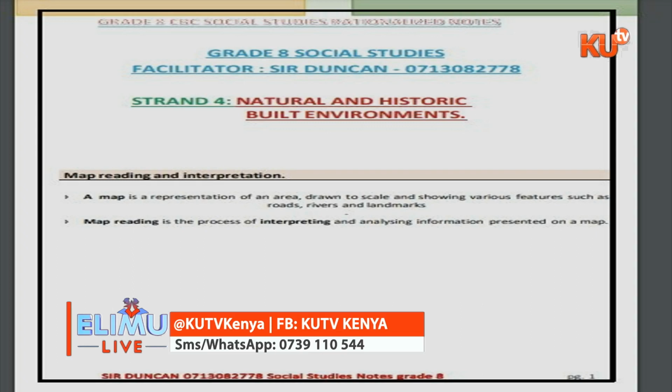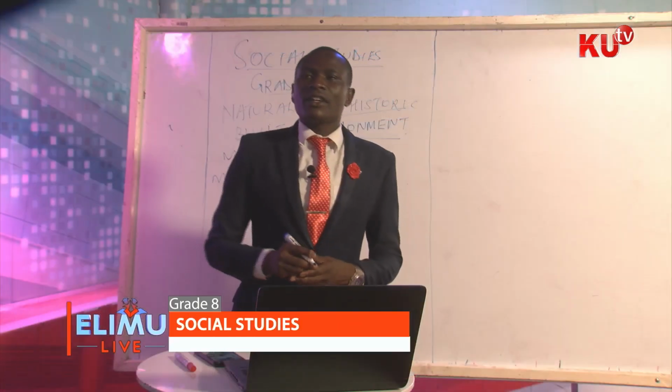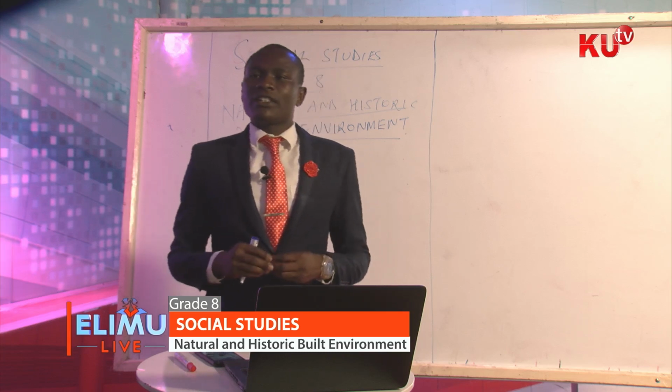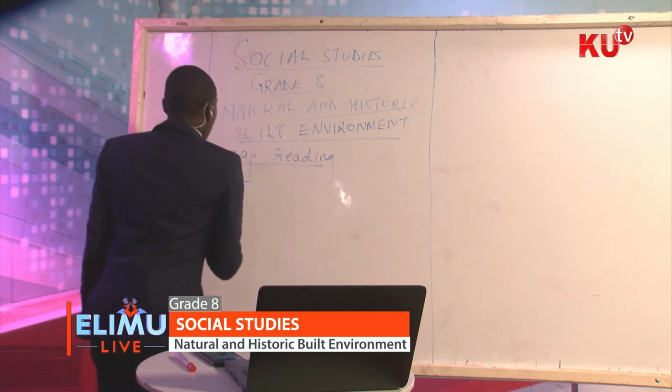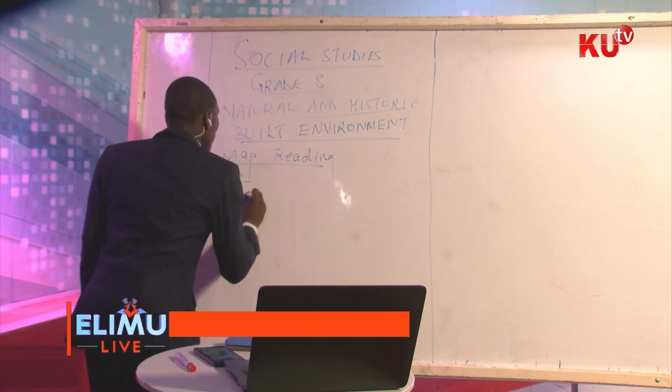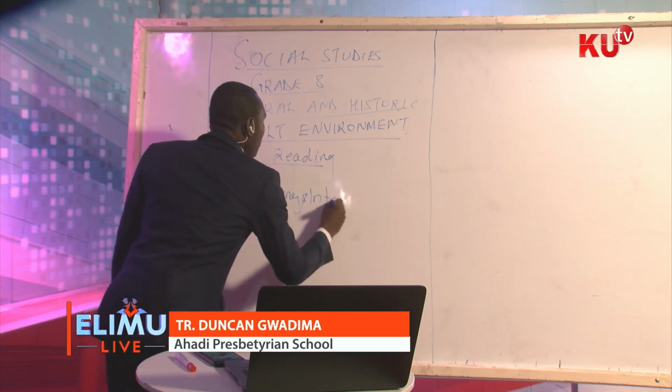So when we are talking about a map, it is just a representation of the earth on a piece of paper, and can still be on a flat surface. The features that are represented on a map include roads, rivers, buildings, and hills. After we have defined what a map is, we go to map reading and map interpretation.